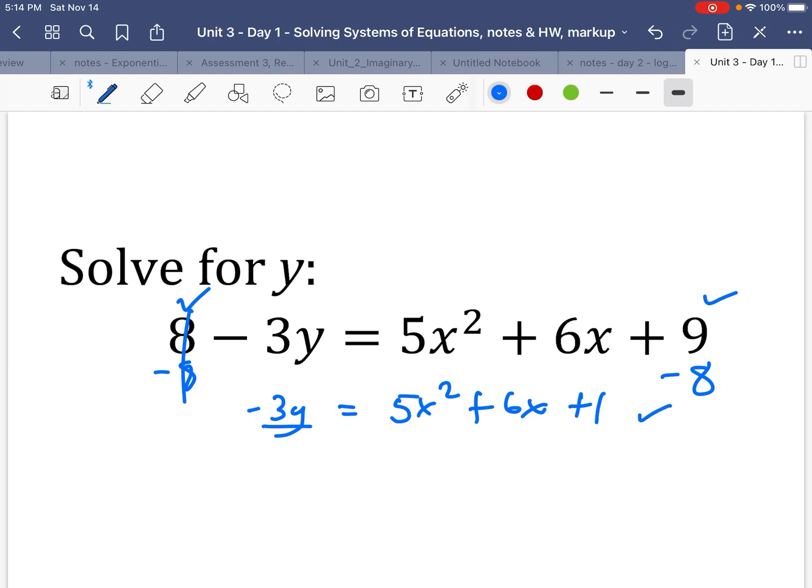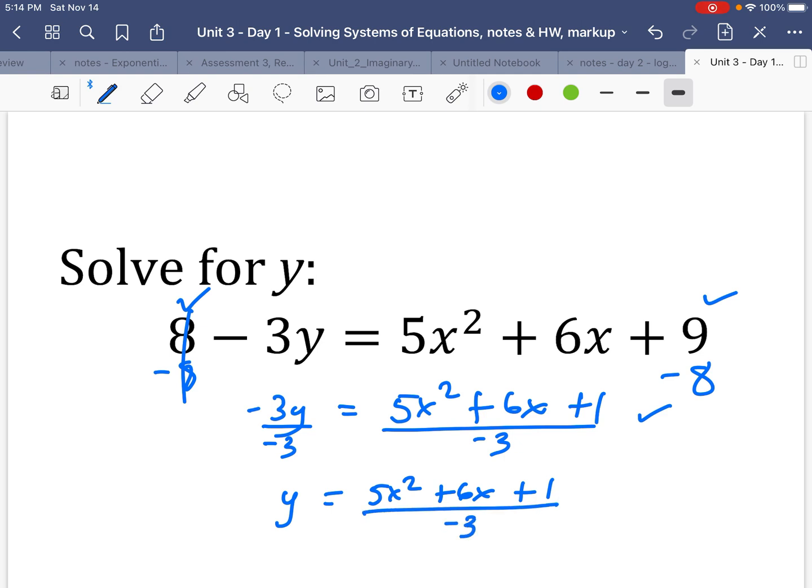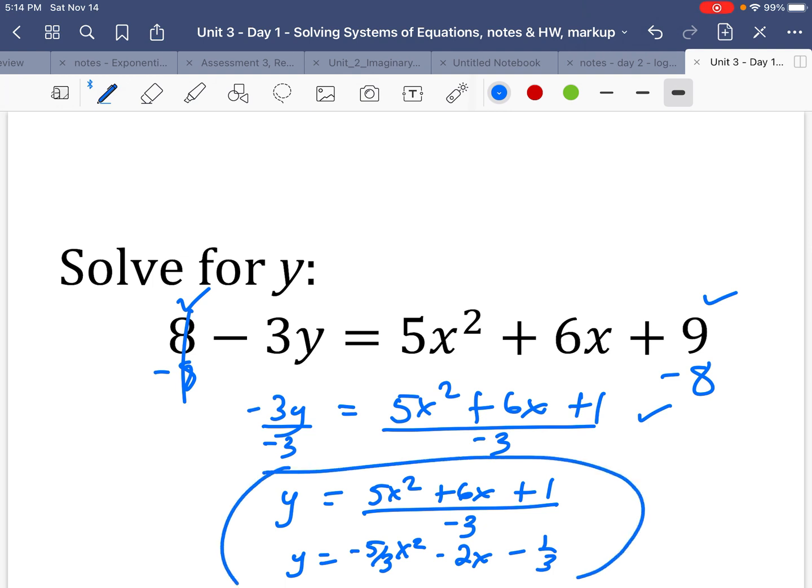Now you'll notice that this doesn't really divide by 3, so you have an option. You could divide the whole thing and just put a -3 and you'll be done. So you could write it like this: y equals 5x squared plus 6x plus 1 over -3. Or if you wanted to actually do it, you would say -5/3 x squared, and 6 divided by -3 makes -2x, and 1 divided by -3 doesn't go, so -1/3. So either of these two answers would be options for you, however pretty you needed it to be.